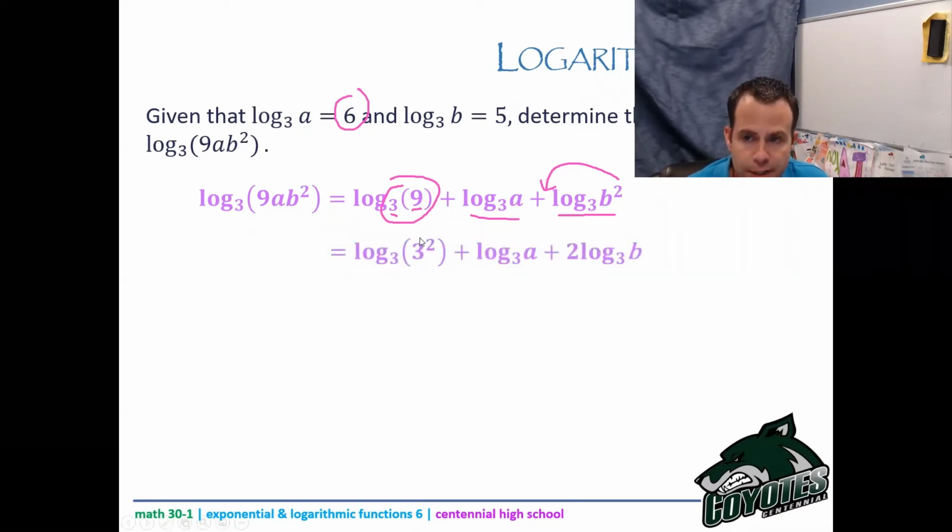So I changed that to 3 squared. I brought the 2 over. That ends up being 2. That ends up being 6. That ends up being 2 times 5. And so my final answer is 18.